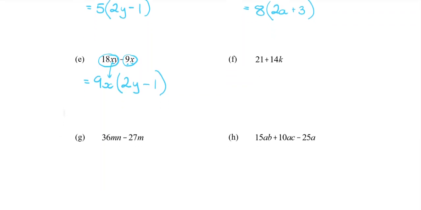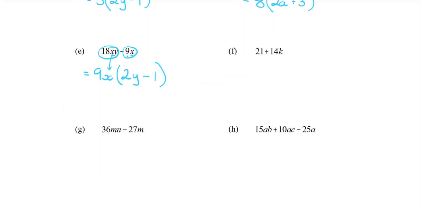For part F, 21 plus 14k. Both of those numbers can divide by 7. So 7 is our factor. Open bracket. 21 divided by 7 is 3. Then we have a plus 14k divided by 7. 14 divided by 7 is 2, and we still have the k. Close bracket.